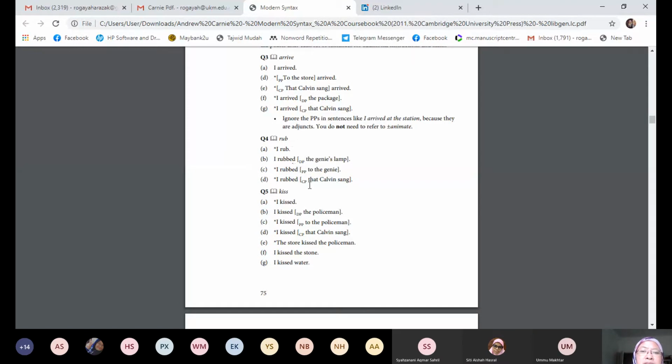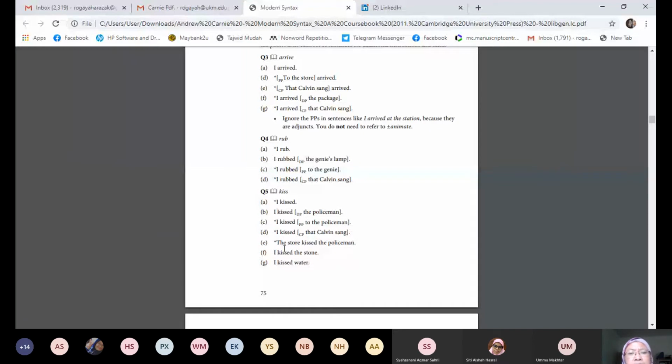Okay, so from this A to D, we conclude that rub is a transitive verb. So it must have the determiner phrase first after the verb, and then can be followed by any other element, or even just stop there is okay because the meaning is already complete. Now we see kiss. I kissed the policeman. Same like rub, whereby you need to have the object: who did you kiss? So I kissed the policeman. So it must have the DP. Same, you cannot have the PP. Same, and D, you cannot have the CP.